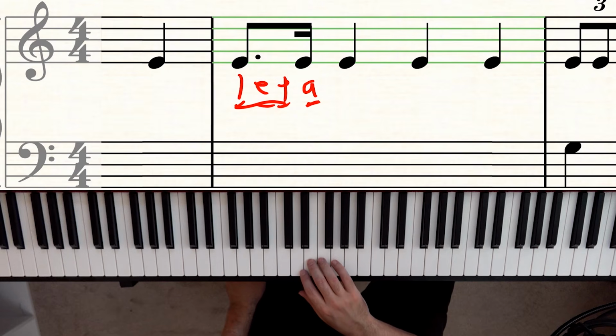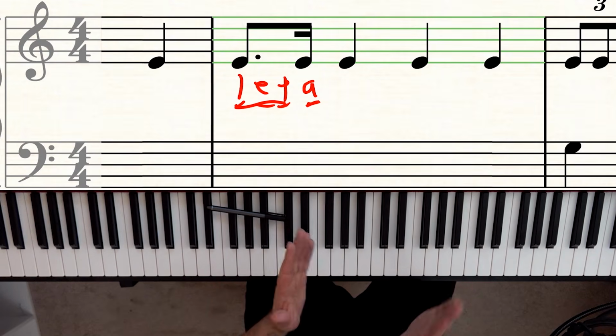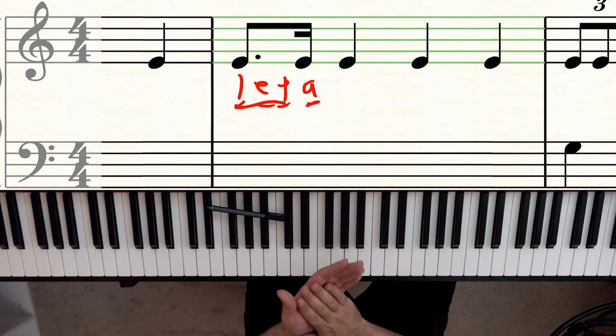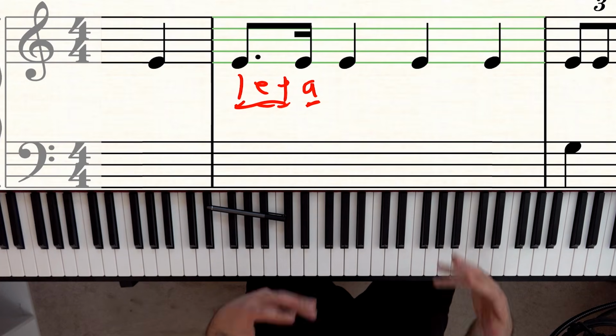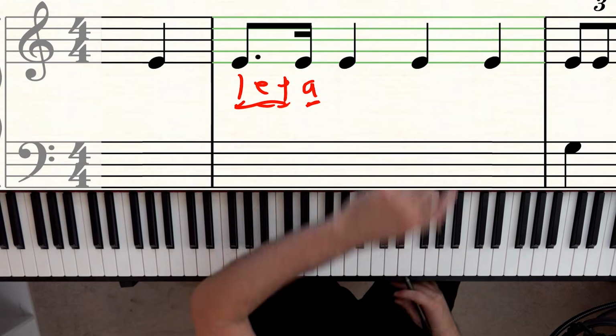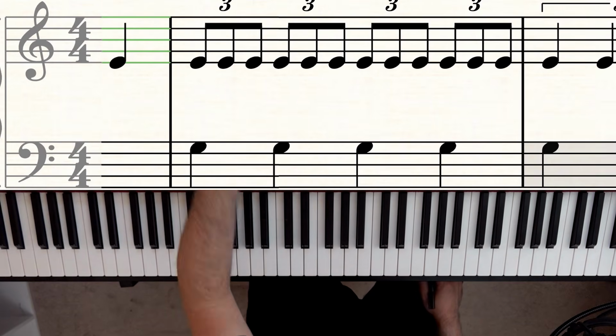So this whole measure is going to be counted as 1 e and a, 2 e and a, 3 e and a, 4 e and a. Or to internalize it, ba, ba, ba, ba, ba. It has a certain type of cadence to it like the others, so you also want to try to internalize it.